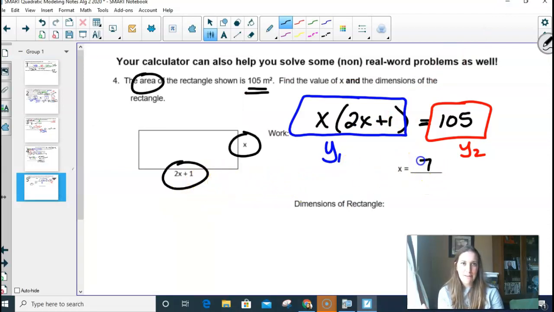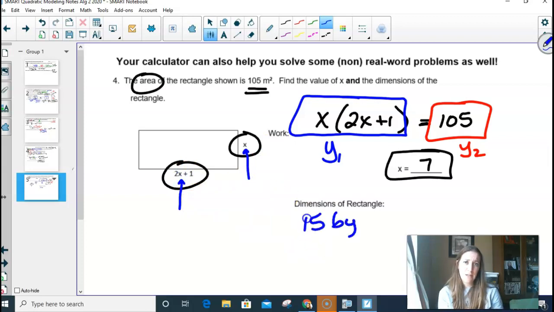So if x equals 7, like our calculator just told us, now we can go back and find the dimensions. So plug in a 7 here, and obviously that's a 7. So 14 plus 1 is 15 by 7. What's the label here? Meters. Label, Abruzzo, label.